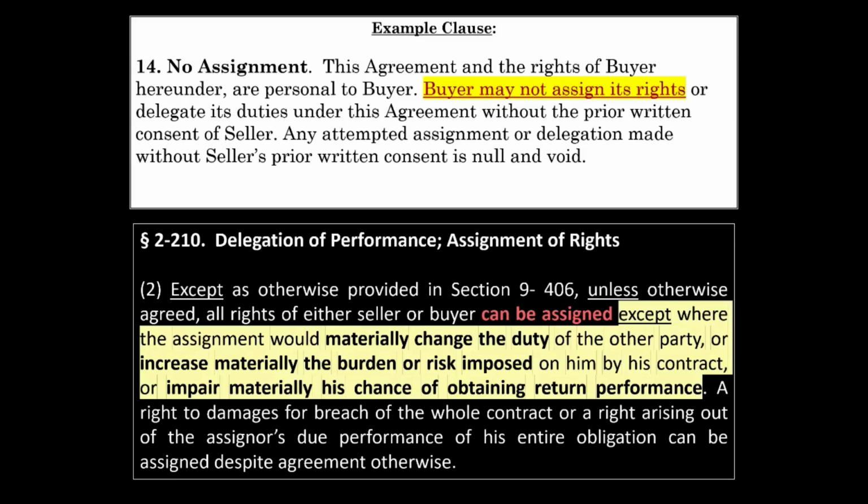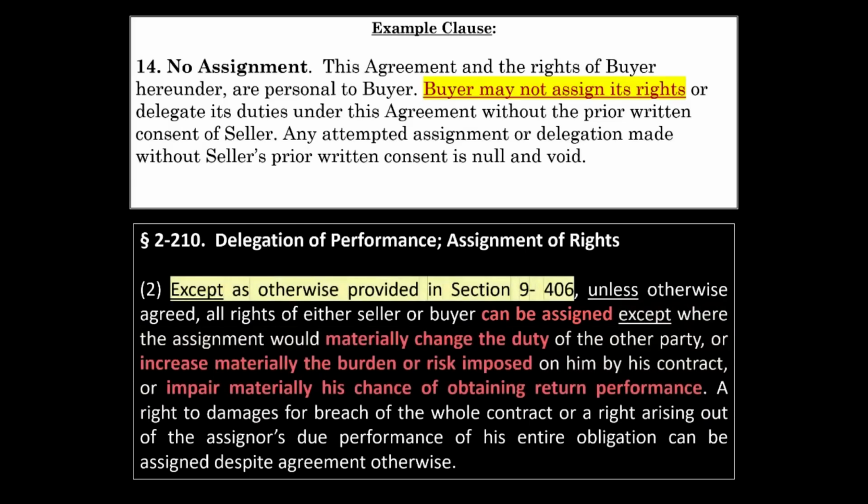But the provision is even more nuanced than that, because even if the parties to a contract include a perfect, explicit, and unambiguous no assignment clause, subsection 2 limits the enforceability of that no assignment clause in two ways. The first limit is for the benefit of sellers.